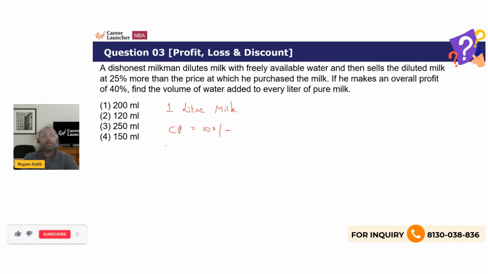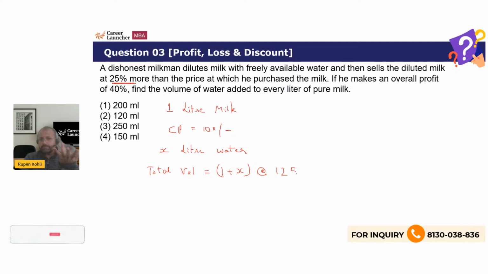Now let's say he adds x liters of water where x will be a fraction. So for example, if my answer is 1 by 200, then x will be 1 by 5, right? Let's see. So the total quantity or the volume of the mixture that he can sell is 1 plus x. And he's selling it at the rate of not 100 rupees per liter, remember, but he sells the diluted milk at 25% more than the price at which he purchased the milk. So 125 rupees, right?